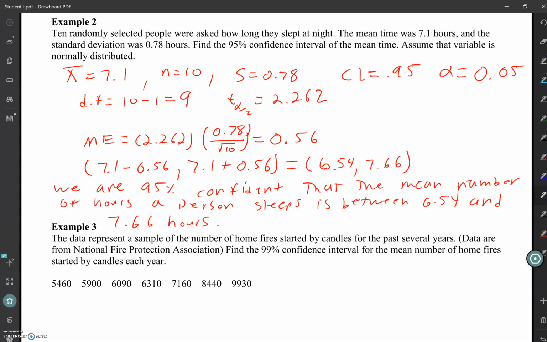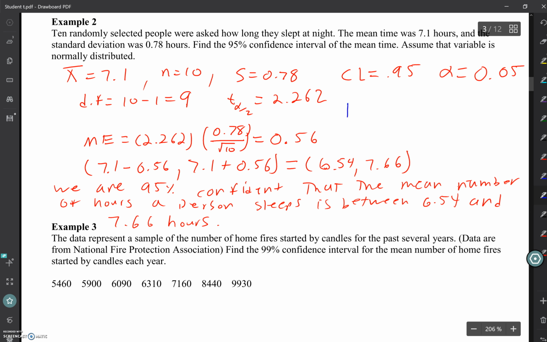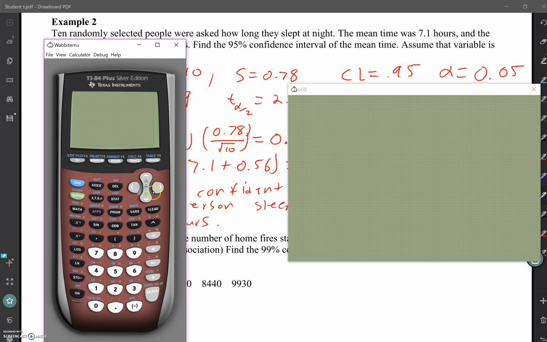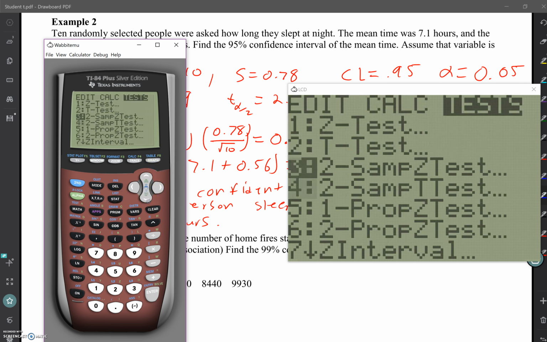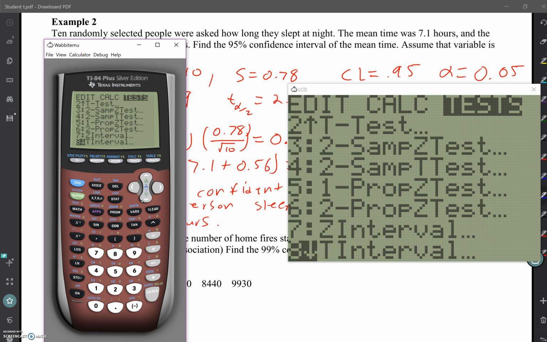Questions on the by hand process? The Z in a calculator, we can probably do a T in a calculator. So since it is a T distribution, we're going to do a T interval, not a Z. So we'll go back to the stats area and test and go find your intervals. And underneath the Z interval is your T interval.